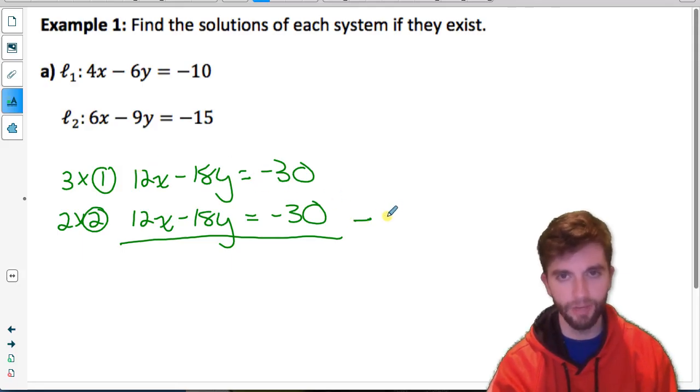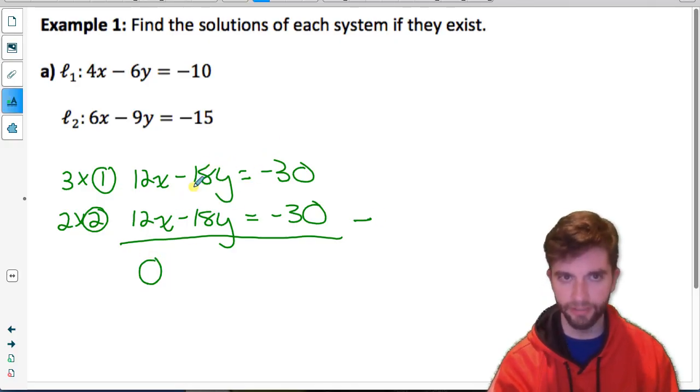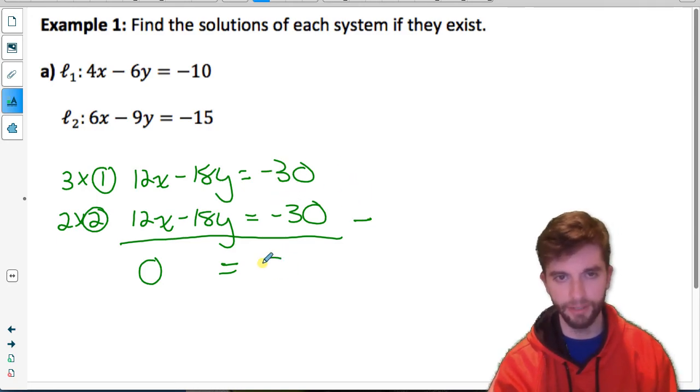I would do 12x minus 12x, which gives me 0x. And then I would also subtract all other pairs of like terms, negative 18y minus negative 18y. That's 0, so I don't have to write anything. Equals, on this side, negative 30 minus negative 30, that's also 0. So you get 0 equals 0.